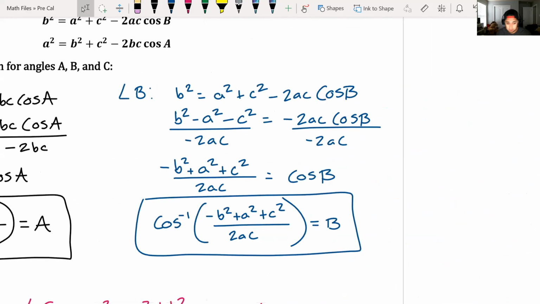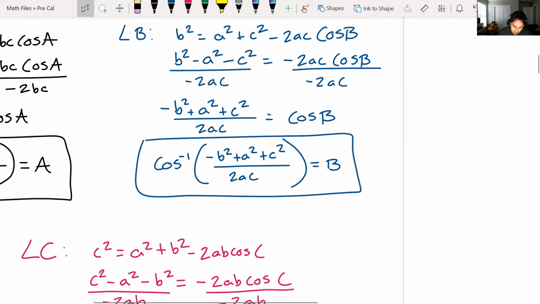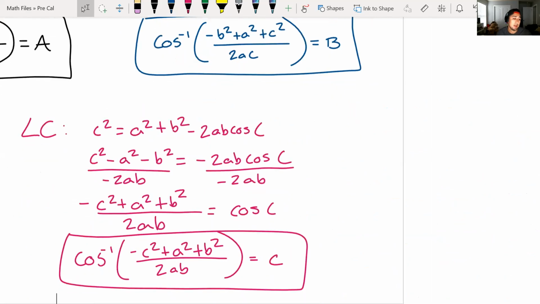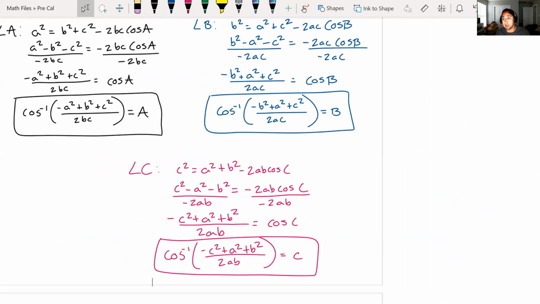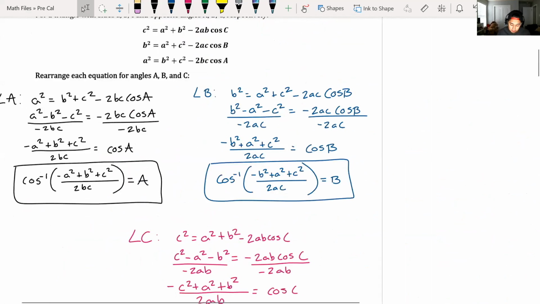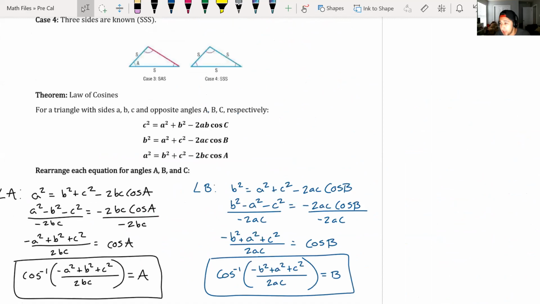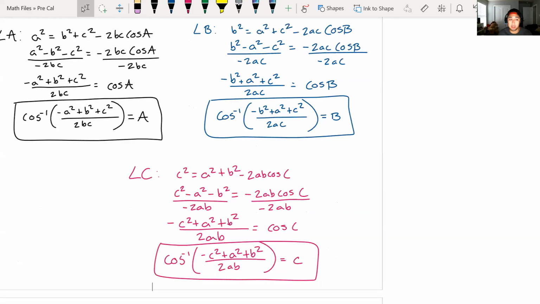Angle B, inverse cosine of negative B squared plus A squared plus C squared over 2AC. And for angle C, inverse cosine of negative C squared plus A squared plus B squared over 2AB. So this will help us solve for angles A, B, and C. We'll use these three formulas, and then the three above will help us solve for sides A, B, and C. So let's go ahead and try them out. This is purely computational.